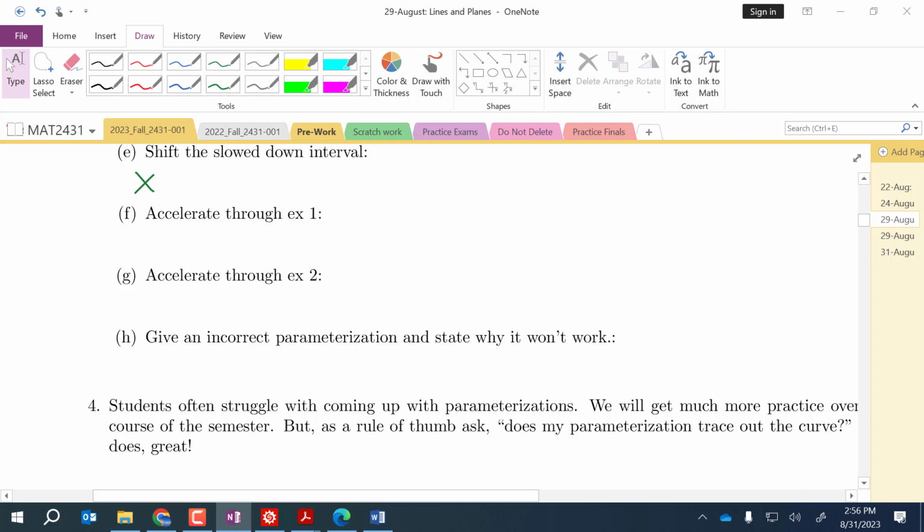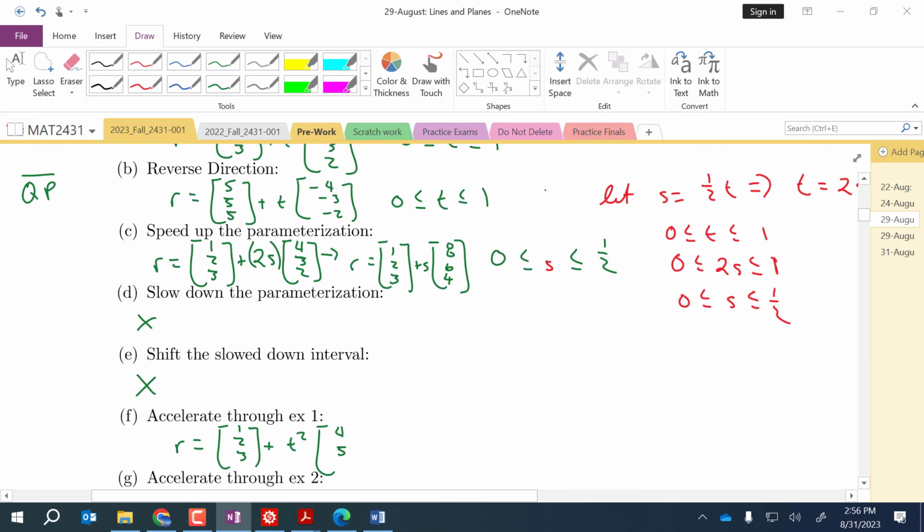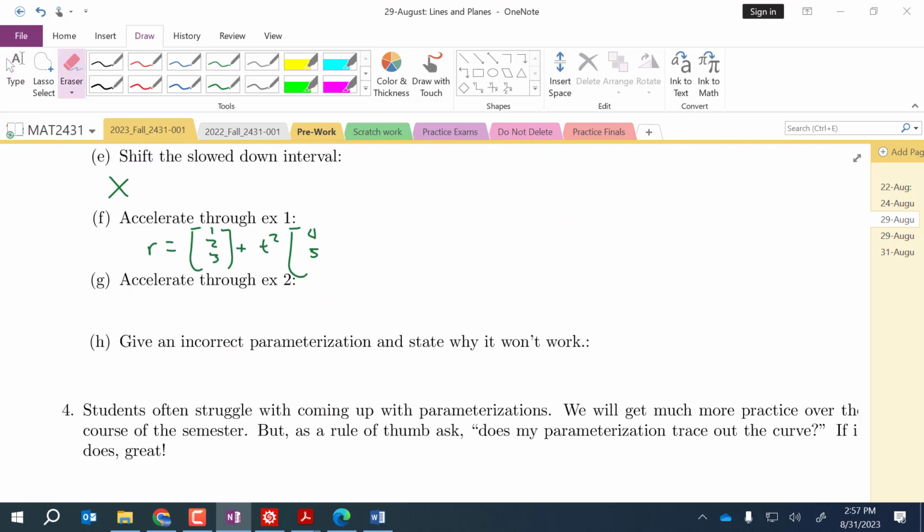So what could we do here? We could, for example, take r is equal to 1, 2, 3 plus t squared times 4, 3, 2. Notice that my parametric variable is no longer linear, so it's not going to trace this through at a constant rate.